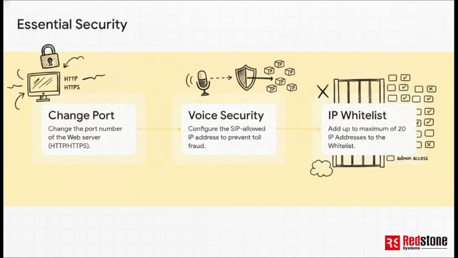Now to wrap up this setup, we must lock this system down. Out of the box, you've got to actively secure your network. Step 1, change the default HTTP and HTTPS ports immediately. Step 2, utilize voice security to configure specific SIP-allowed IPs, which is huge for preventing toll fraud. And Step 3, lock down your admin access by adding a strict maximum of 20 trusted IP addresses to your whitelist. Only these 20 IPs will ever be able to hit the web or SSH services, no exceptions.